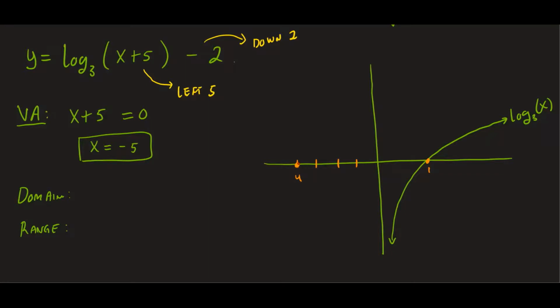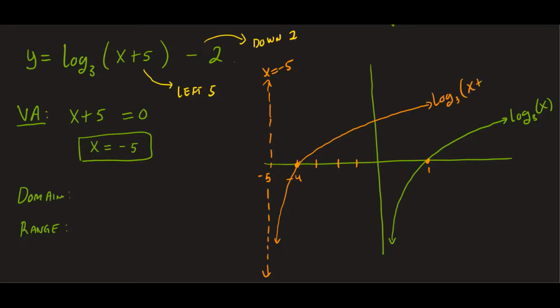Now, we also have to label the vertical asymptote, which we solved for, which is x equals negative 5. So let's suppose this is negative 5. So let's label that using a dotted line. So that's our vertical asymptote, x equals negative 5. And we know the graph passes through negative 4, 0. So something like this. So this is the graph of log base 3 of x plus 5.